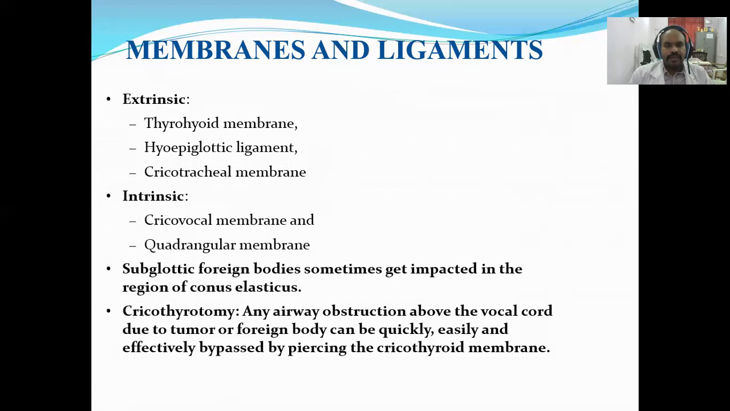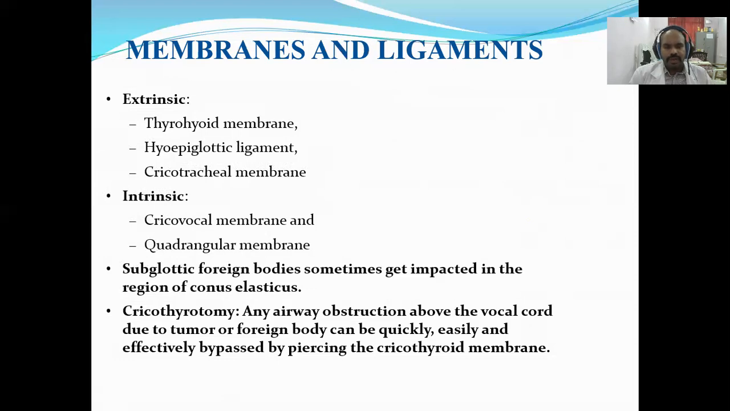Subglottic foreign bodies sometimes get impacted in the region of the conus elasticus. The region immediately below the vocal cords is called the conus elasticus, and it is the narrowest part of the glottis, which is the subglottic region. So subglottic foreign bodies sometimes may get impacted in the conus elasticus.